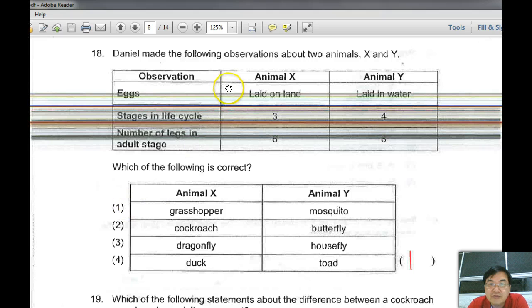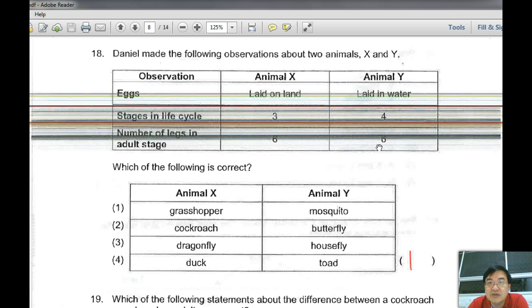Now Daniel made the following observation about 2 animals, X and Y. X, the egg is being laid on land, and Y laid in water. Stages of life cycle, this is 3, this is 4. Number of legs, this is 6, and this is also 6. If I can see correctly, it means both of them are insects, right? Both of them are insects.